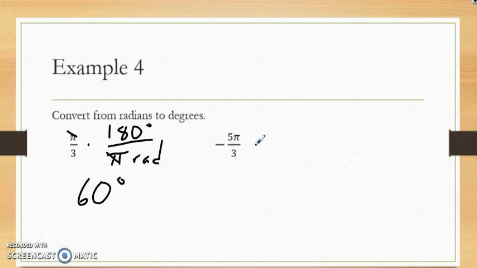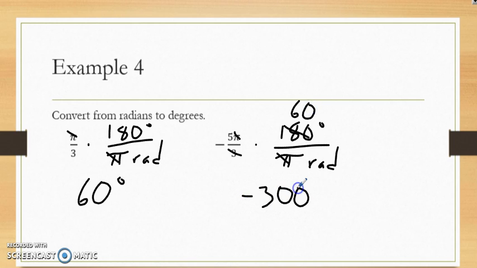Same thing for the next one. 180 degrees on top, 1 pi radian on the bottom. So the pi symbols cancel. And then I have 180 divided by 3, which is the 60 that we just looked at. And 60 times -5 is -300 degrees. We'll talk about the meaning of a negative angle measurement in a bit. That'll come up in a later section. It's just indicating which direction we're measuring the angle. Positive angle measurements are measured counterclockwise, and negative angle measurements go clockwise.